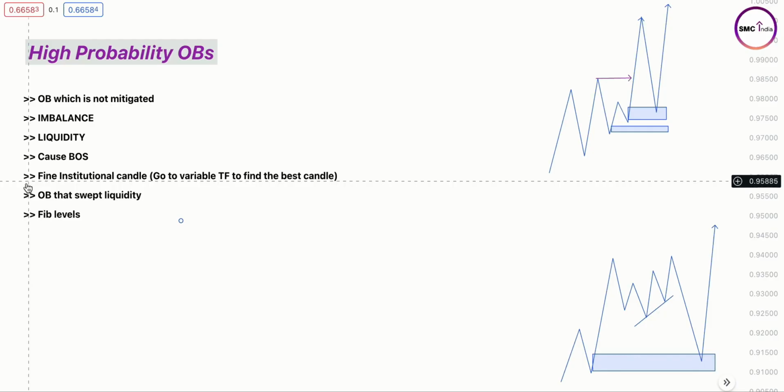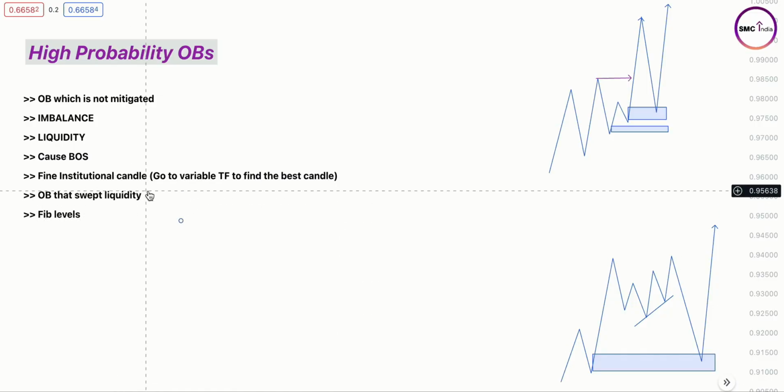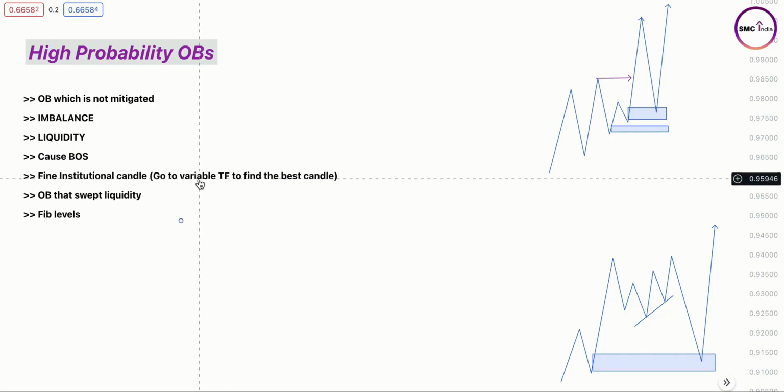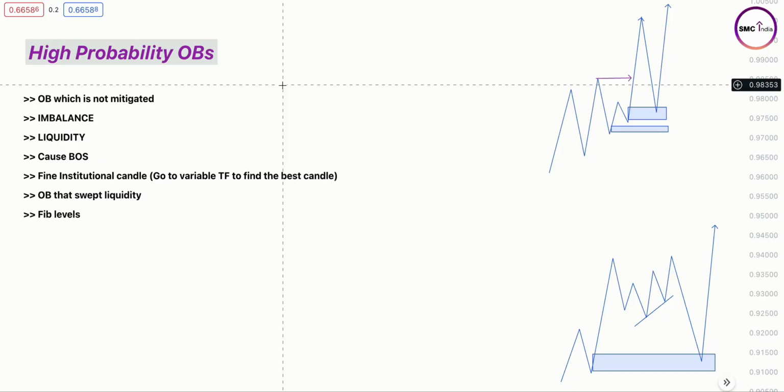Next we come to finding the institutional candle and going to variable time frames to find the best candle. I've taught you that there are two types of institutional candle, that is a solid body candle or a clean doji candle. Whenever you don't find the clean institutional candles, you go to variable time frames. Suppose for swing you are trading the one day time frame. If you don't find a clean institutional candle, that is a clean doji candle or a solid body candle, in the 1 day time frame, you go to the 2 day time frame.